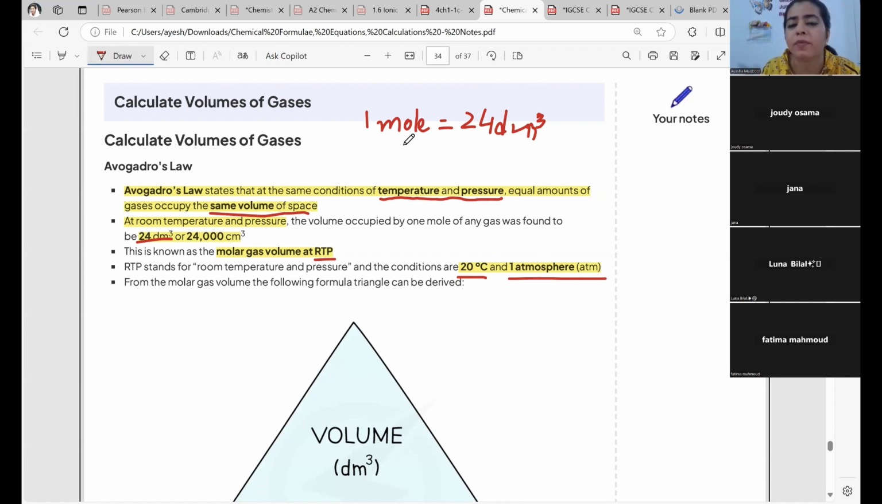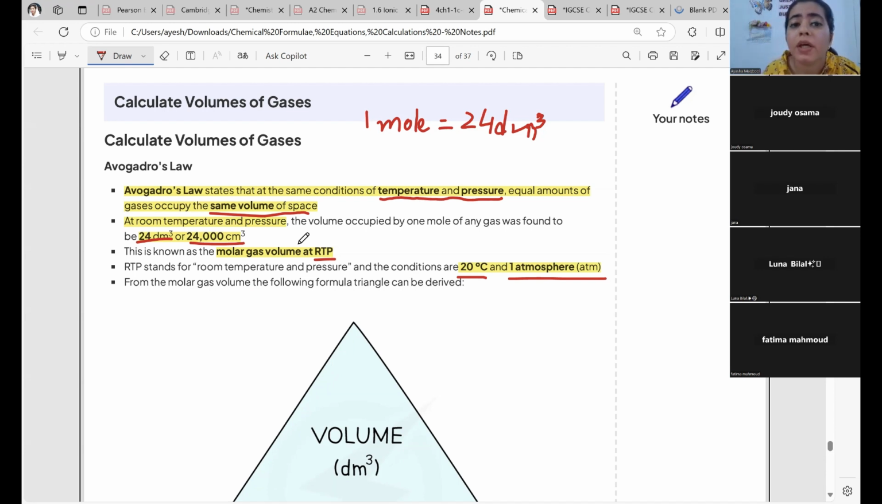1 mole of hydrogen, 1 mole of carbon dioxide, whatever gas it is, it is going to have 24 dm cube. Okay. If conditions are changed, then this Avogadro's law is not applicable. This is clear? So we can take this volume in dm cube as well as in cm cube. If we are taking in cm cube, then 1 mole of any gas is going to have the volume 24 thousand cm cube. Okay, in dm cube it is 24 dm cube and in cm cube it is 24,000 cm cube.